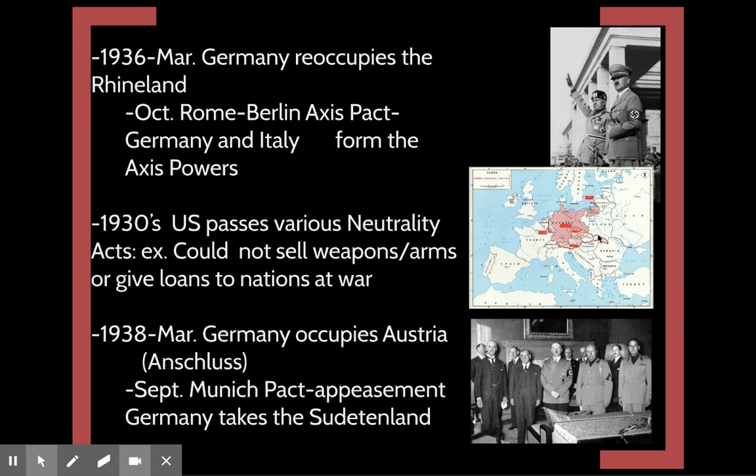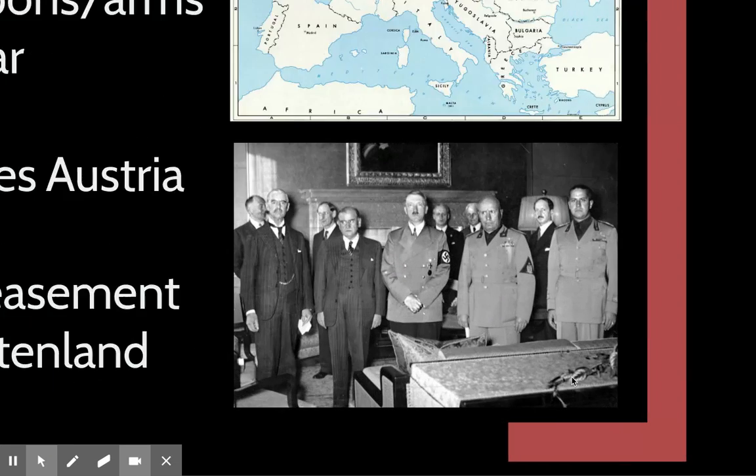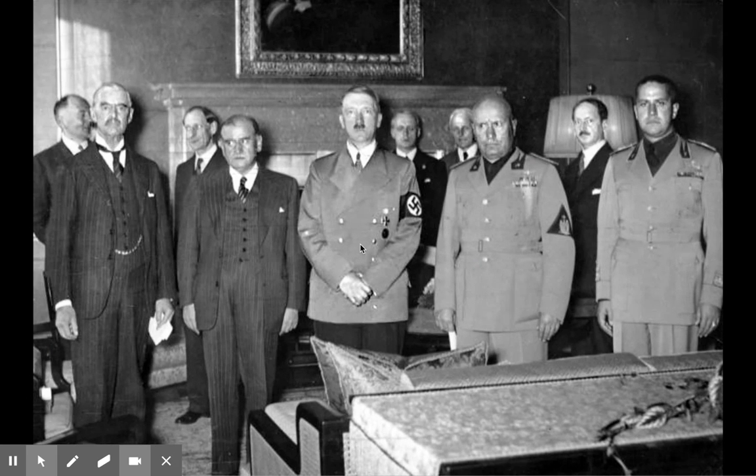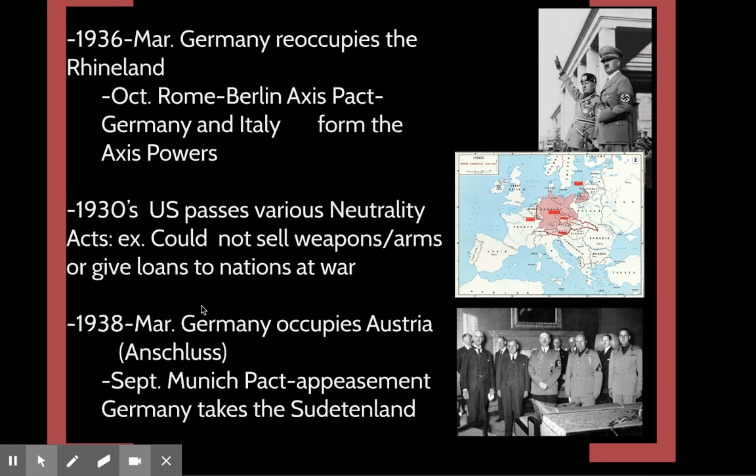No one is stepping in to help them, okay? All right, September, we're going to get the Munich Pact. So at this point, Germany has taken the Rhineland and they have taken Austria. And so there is a meeting, I believe it's this one. Yes, so this is Mussolini right here. This is Hitler right here. And this is the British Prime Minister, Neville Chamberlain. And I think this is the French guy, but I can't remember his name, sorry. But it's called the Munich Pact.